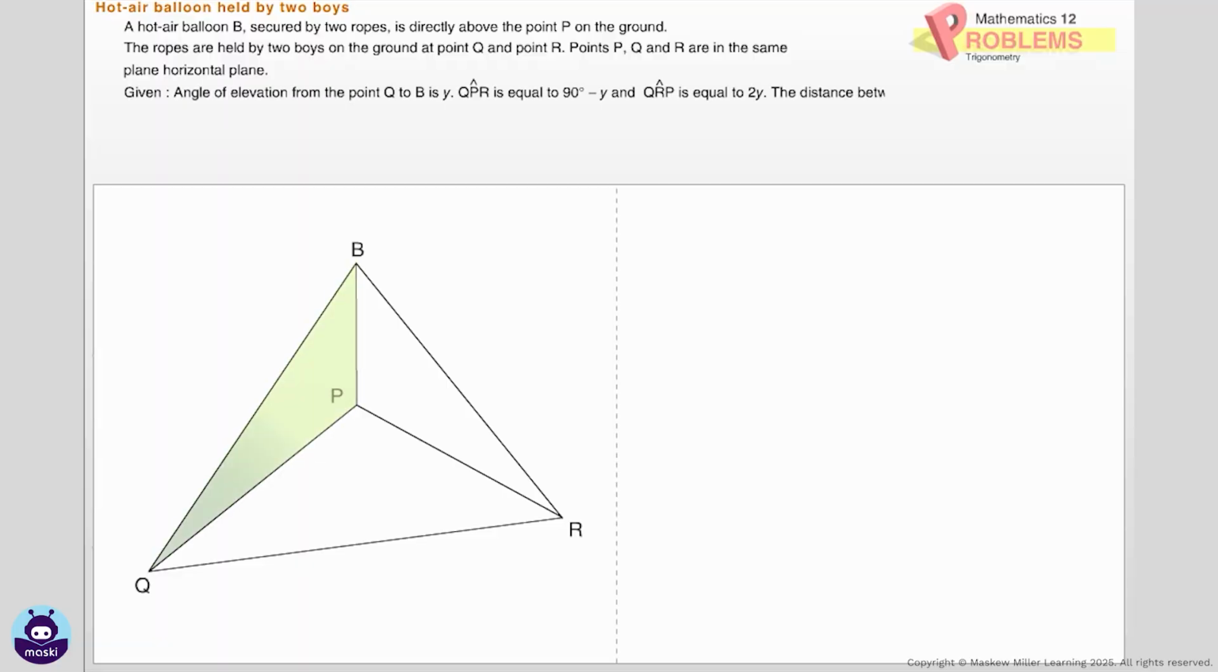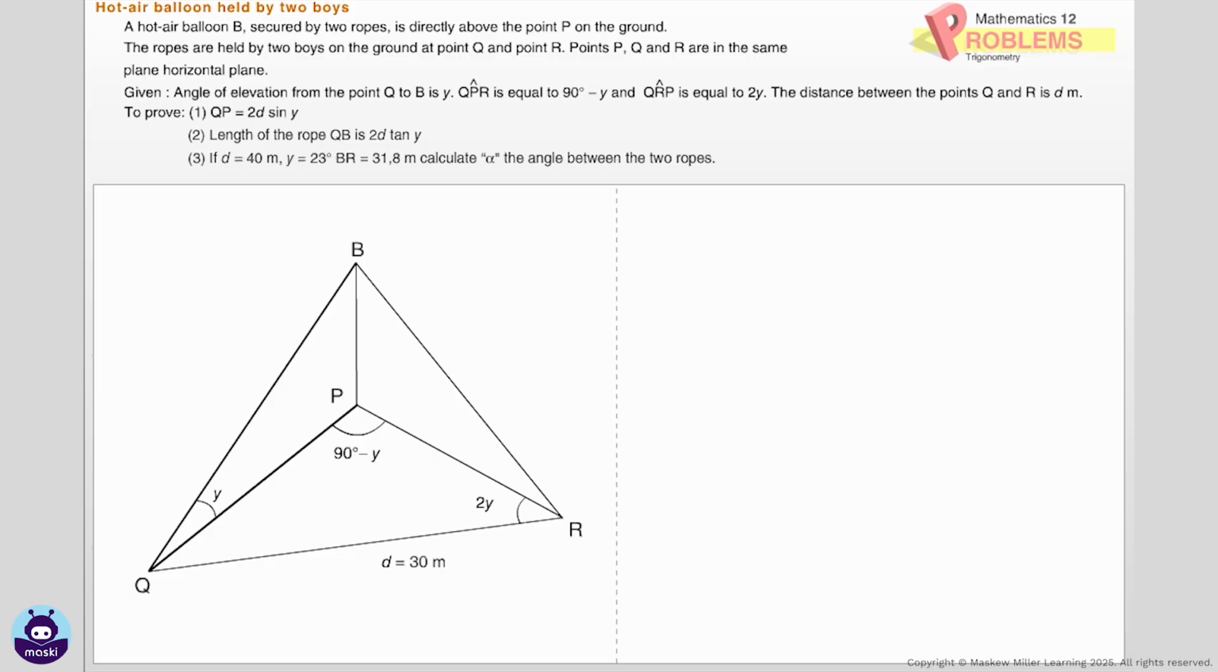Given, angle of elevation from the point Q to B is y. Angle QPR is equal to 90 degrees minus y, and angle QRP is equal to 2y. The distance between the points Q and R is d meters. To prove, QP is equal to 2d sine y. Length of the rope QB is 2d tan y.